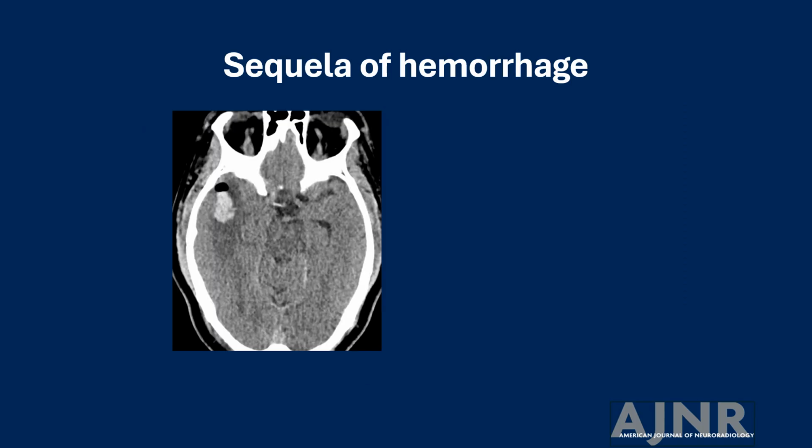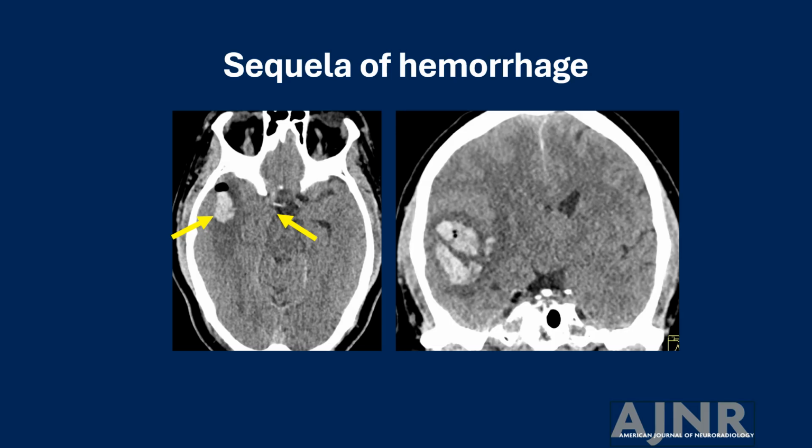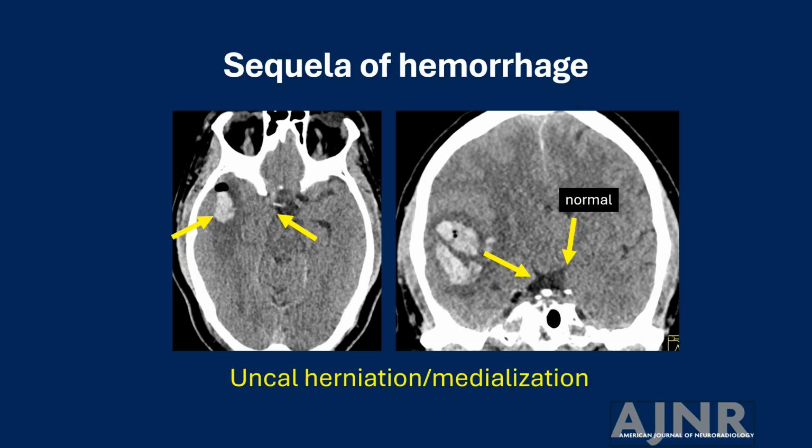In this case, we can see that there is a right temporal lobe intraparenchymal hematoma and associated medialization of the right uncus, or the medial aspect of the temporal lobe. This is probably a little bit easier to see on the coronal view, where we can see the uncus is indeed displaced medially compared to the normal side. This is an example of uncal herniation or medialization.